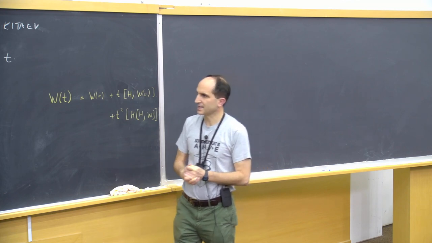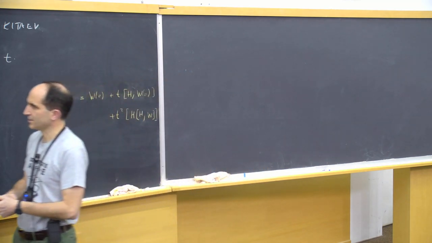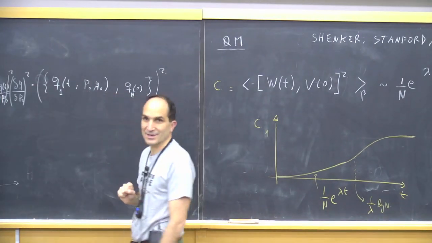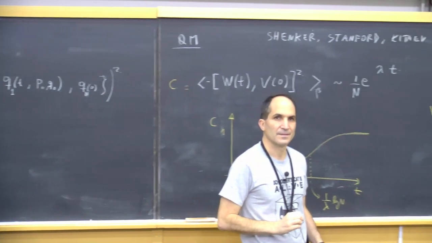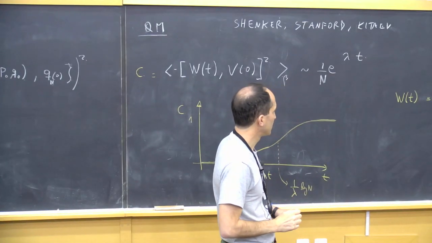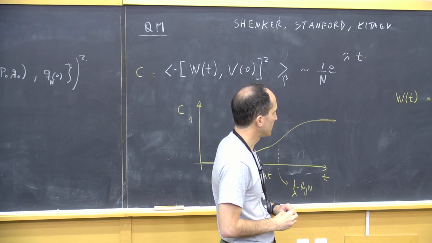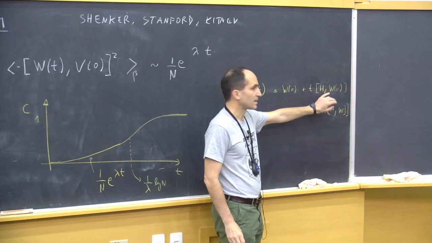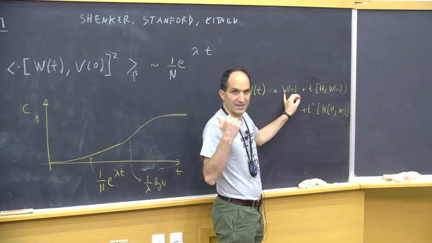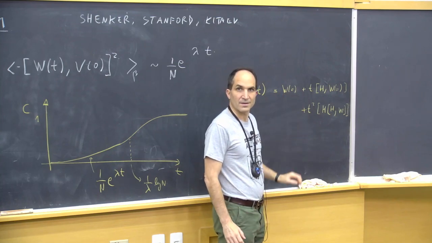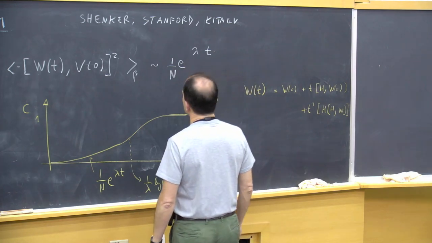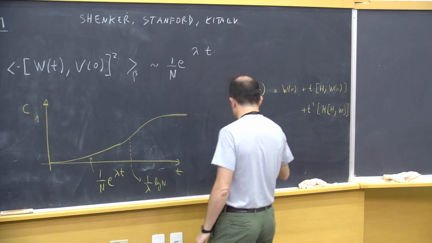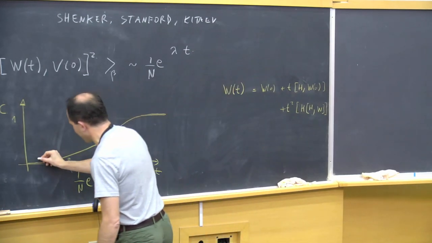Yeah, at t equal to 0, we just take two operators that commute. So it's analogous to taking, let's say, one of these as the position of one particle, and this is the position of some other particle. At t equal to 0, here this would be 0, right? And then W at 0 and B at 0 commute. Sorry, this is the behavior after some time, okay?